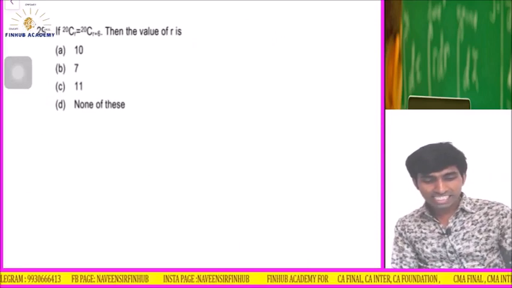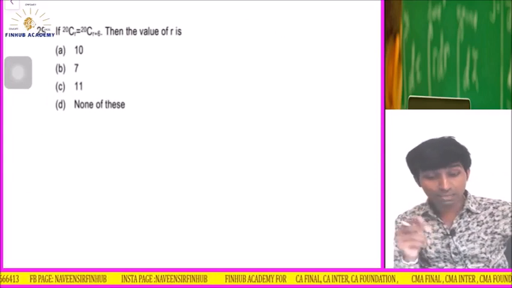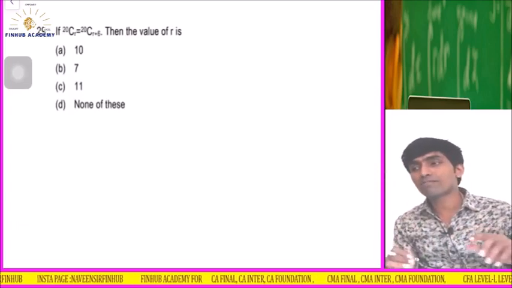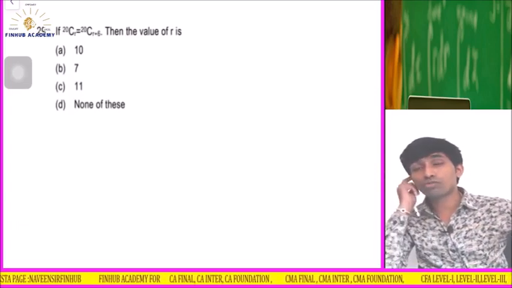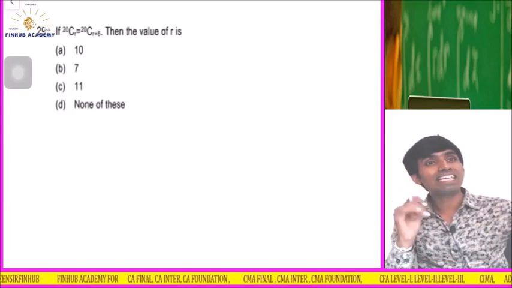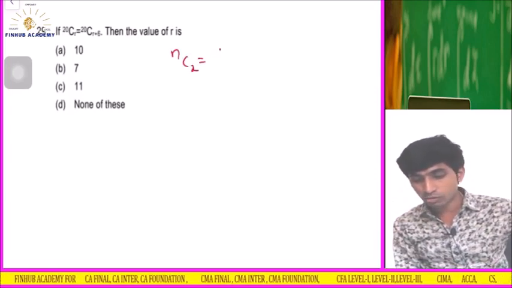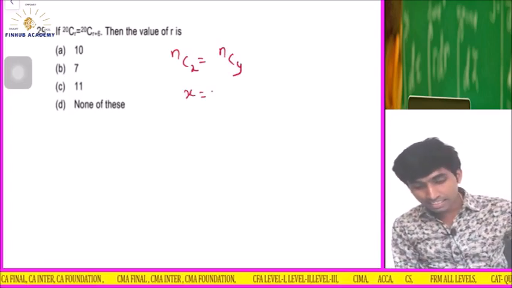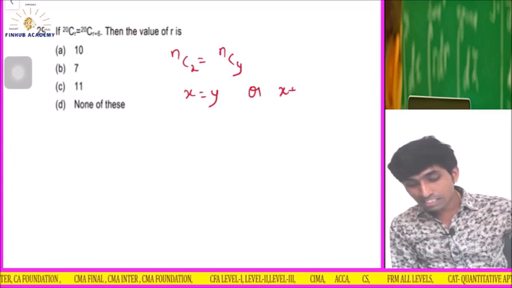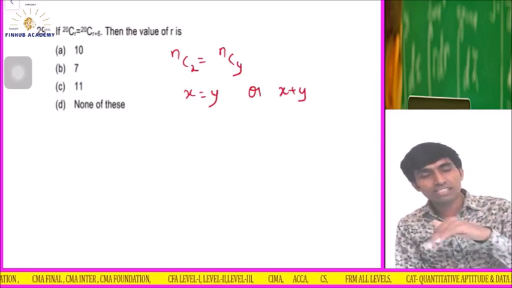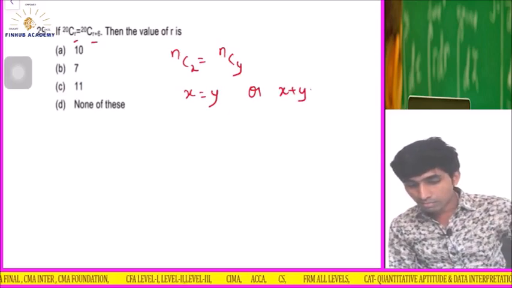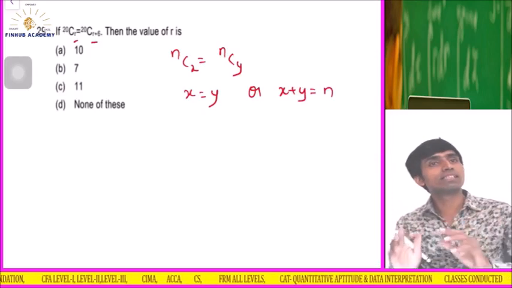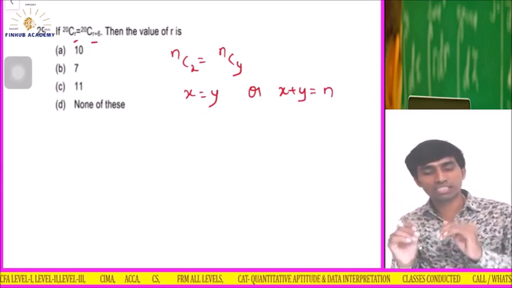Next, 20Cr is equal to 20C(r+6). If you remember, whenever we have this type of combination property, we used to always say it like this: nCx is equal to nCy. If this is the case, n is same, then either x is equal to y or x plus y, the summation of the two r's here, will be equal to n. Out of these two, one should be the condition. So this is derived.